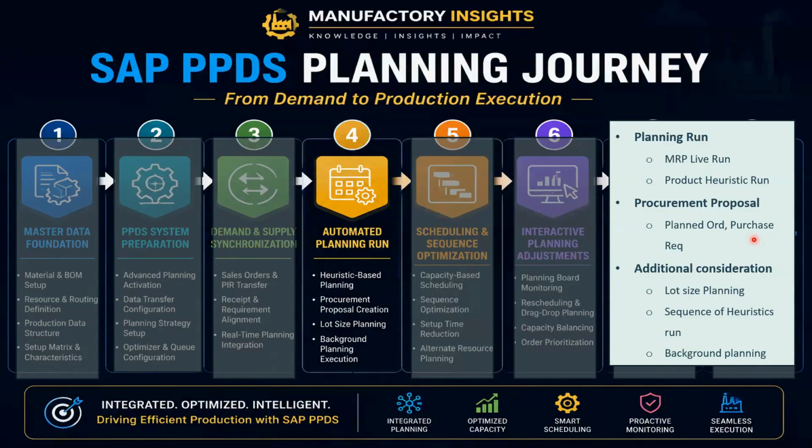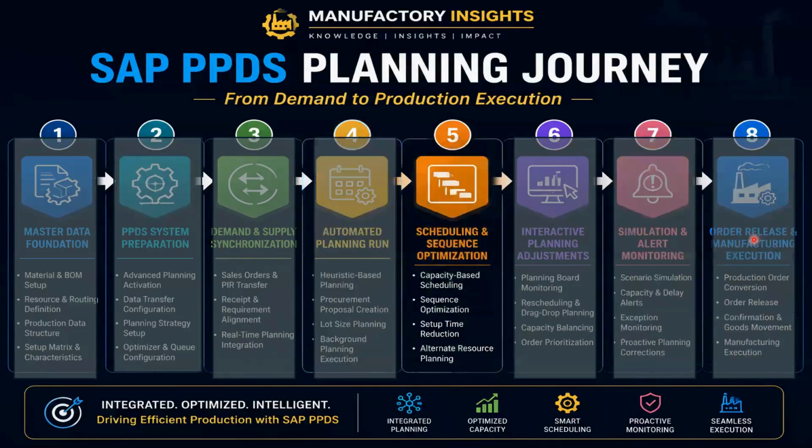And this planning can be automated by scheduling a background job, or even if the planner requires, it can be performed online as well. With this information, next we move to the next section, that is schedule sequence and optimization.